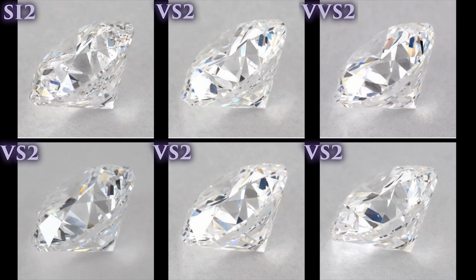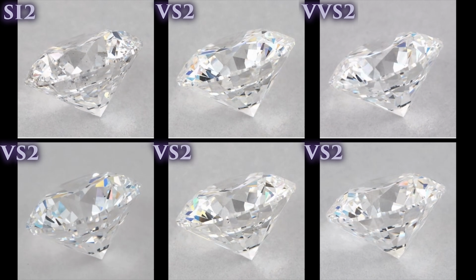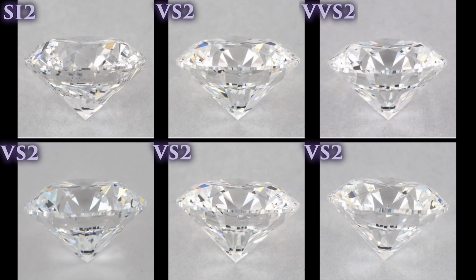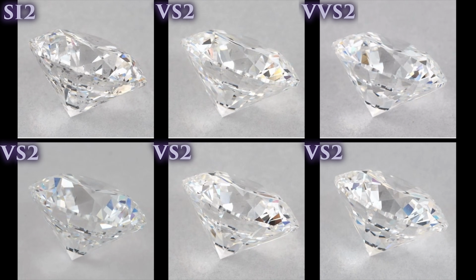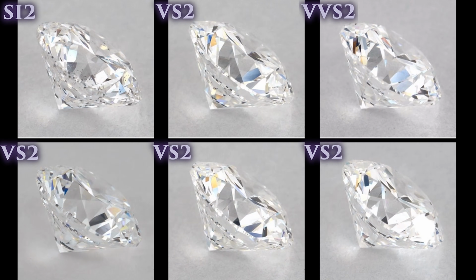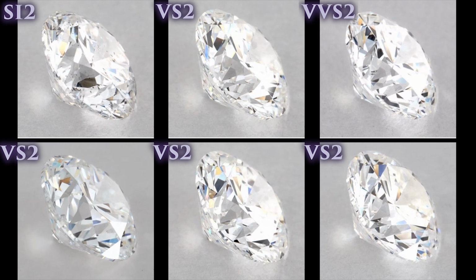Here are VS2 diamond clarities. VS2 means at about 12 inches away, the diamond is very slightly included, or very slightly you can see the blemish. This is the lowest level where I would feel comfortable.